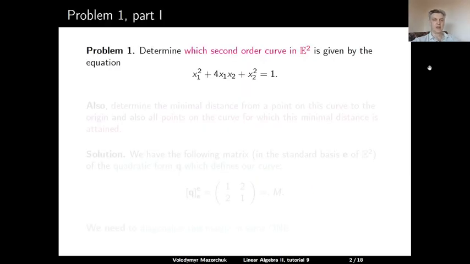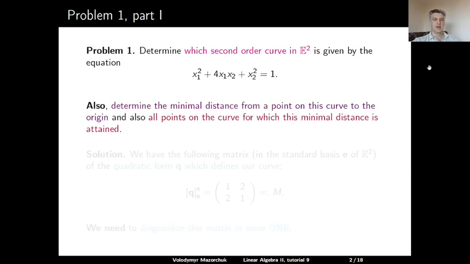Problem 1. Determine which second-order curve in E2 is given by the equation x1 squared plus 4x1x2 plus x2 squared is equal to 1. Also, determine the minimal distance from a point on this curve to the origin, and also all points on the curve for which this minimal distance is attained.